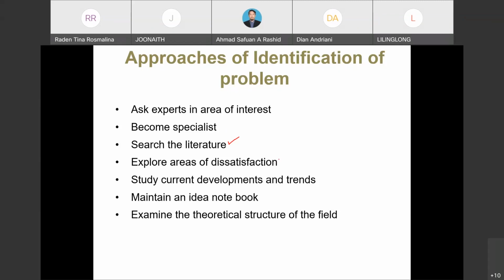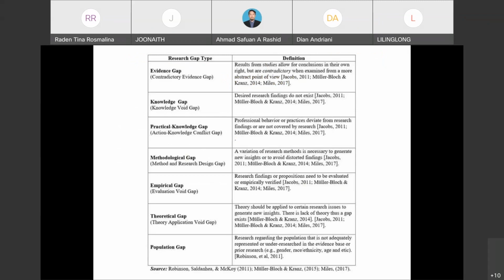Explore areas of dissatisfaction, current studies, current developments and trends, and maintain an idea notebook. Examine the theoretical structure of the field. So this is the list of the types of research gap. Evidence gap, knowledge gap: desired research findings do not exist. Practical knowledge gap: professional behavior or practice deviates from research findings or is not covered by research. Methodology gap: a diversion of research method is necessary to generate new insight or to avoid distorted findings.